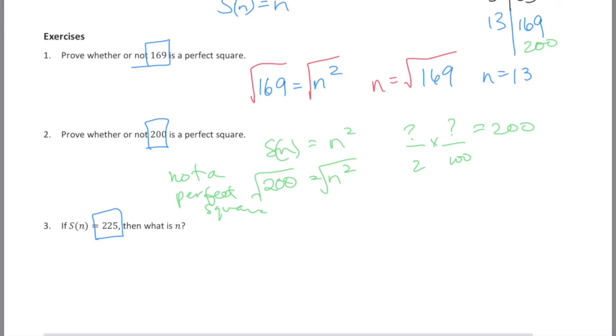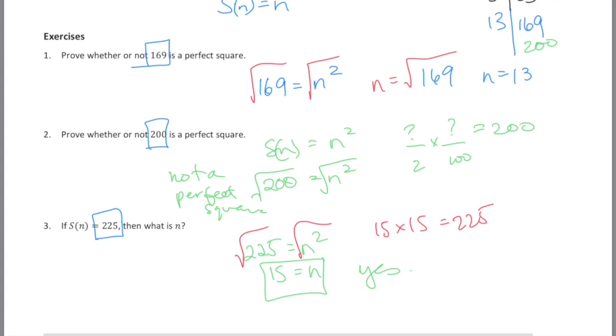We can do the same with 225, and we can solve by taking the root, and you will see that 15 times 15 are the two factors that make 225. So n would be equal to 15, and so that would be a perfect square.